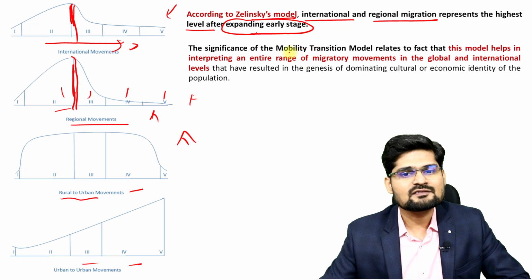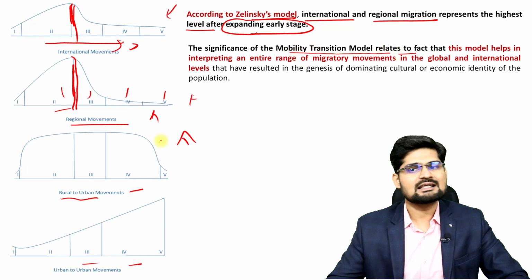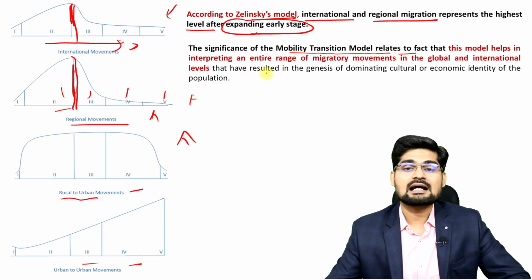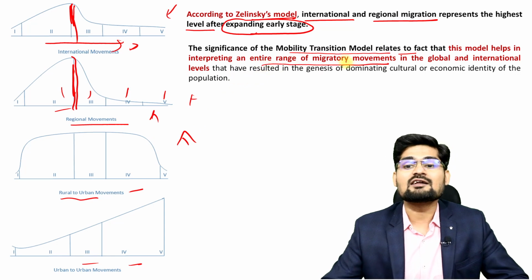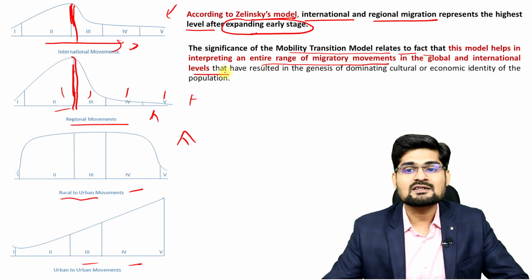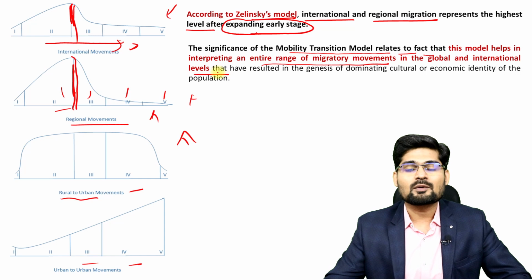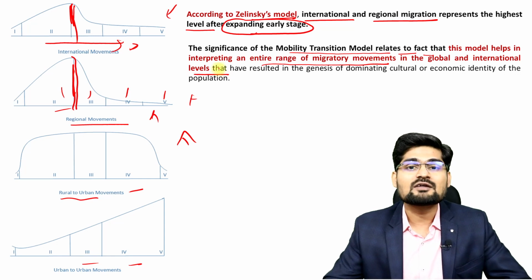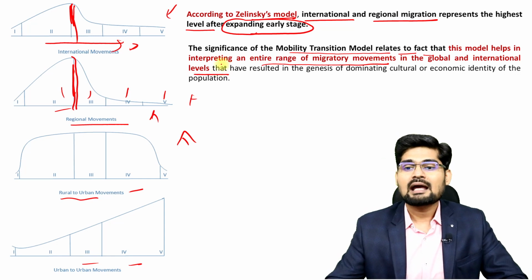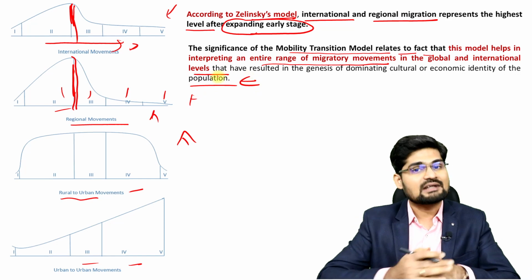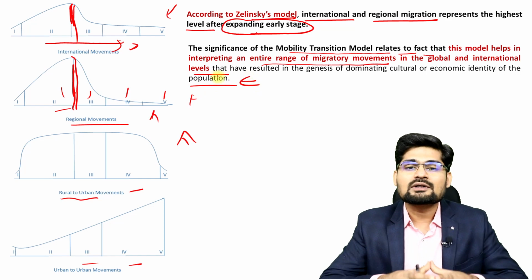And the significance of this mobility transition model is basically what? This helps us to understand the entire range of migratory movements at global and international levels, which is completely dependent upon the levels of economic development, demographic transition and economic diversification. Right? So these are the points to remember.